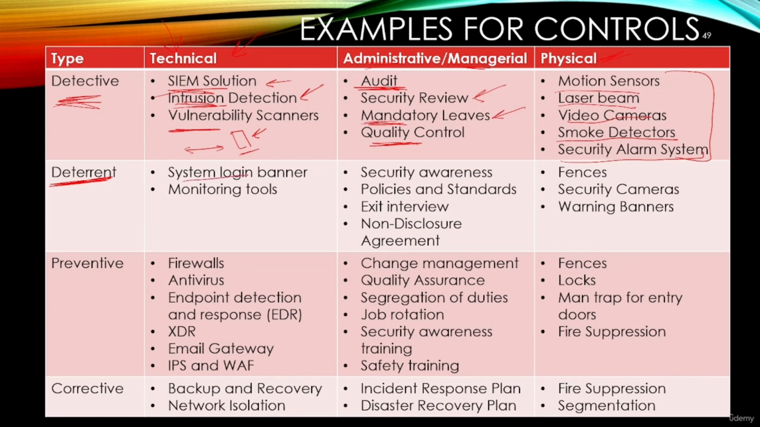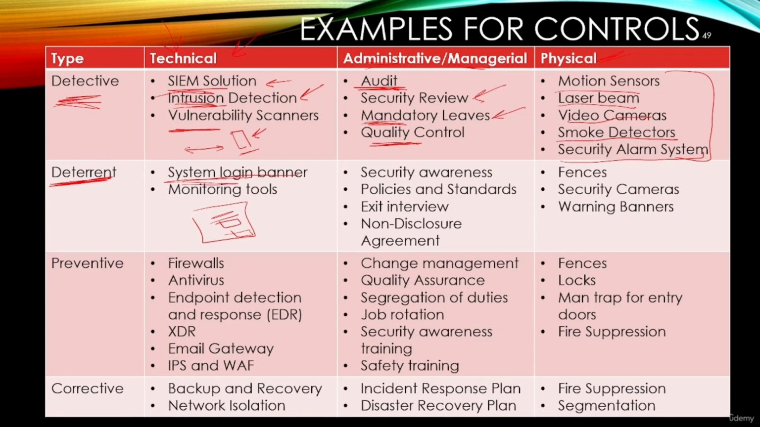For technical, we have the system login banner. When you log into a system and you find that, hey, this system is protected and owned by company X, do not access this system unless you are authorized or you will fall under the jurisdiction or we will bring you to court. In this case, this can deter the threat actor or any unauthorized person who accessed the system by mistake. This is an example of a deterrent control from the technical point of view.